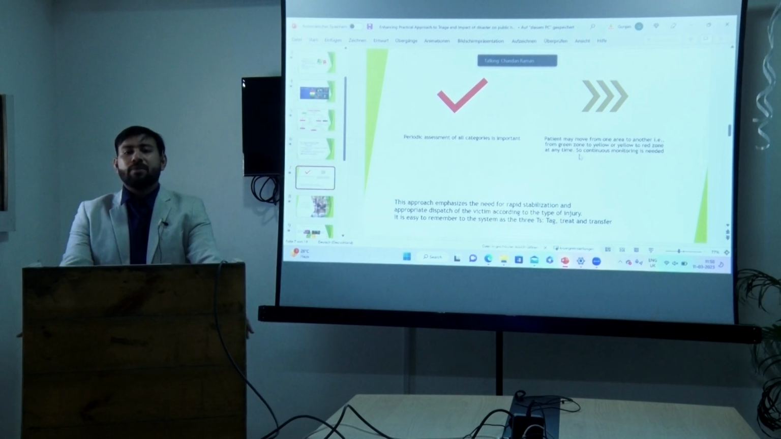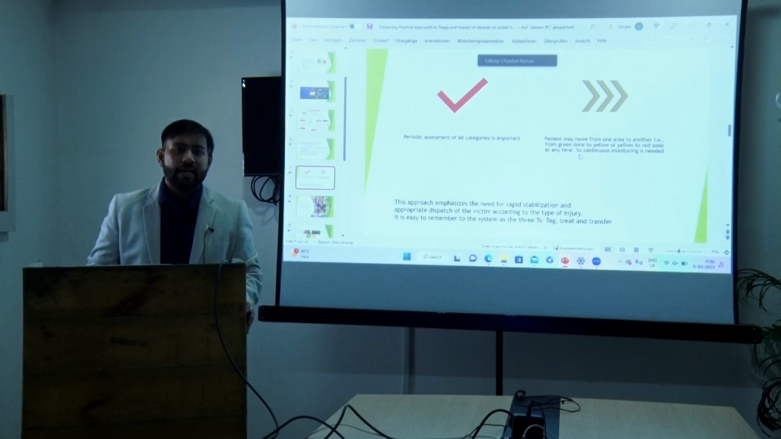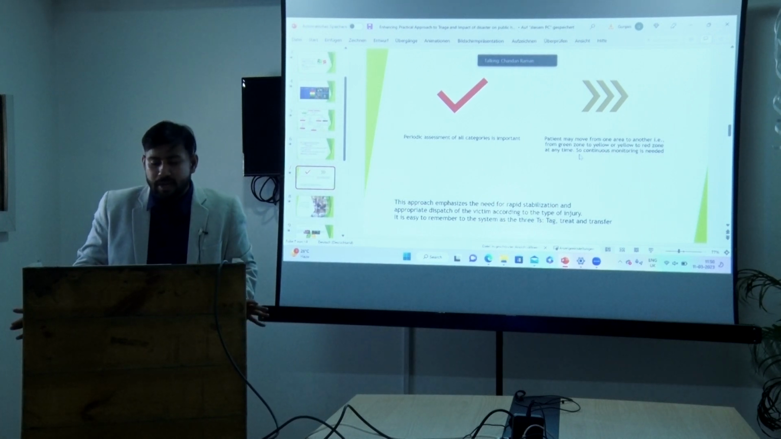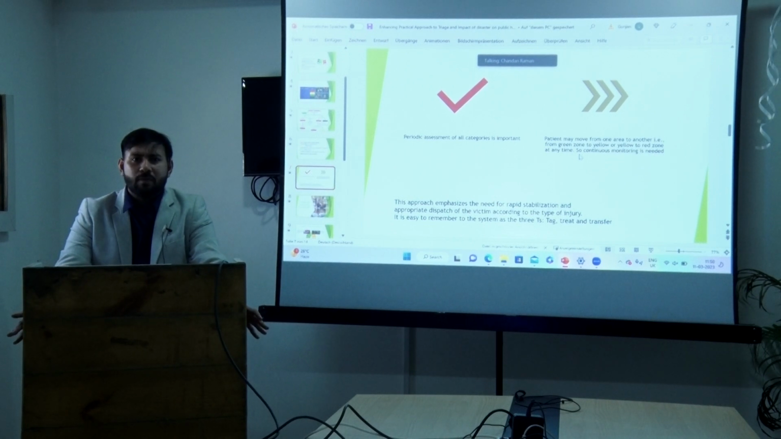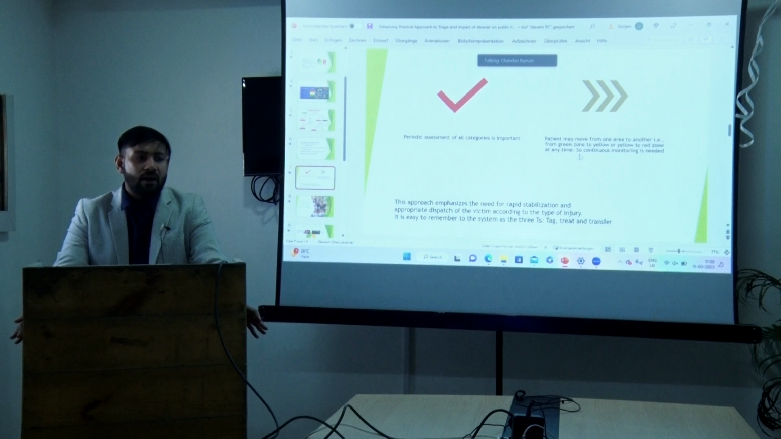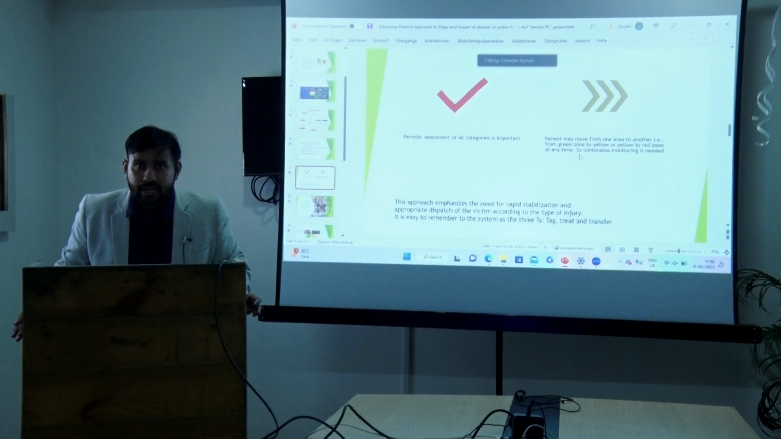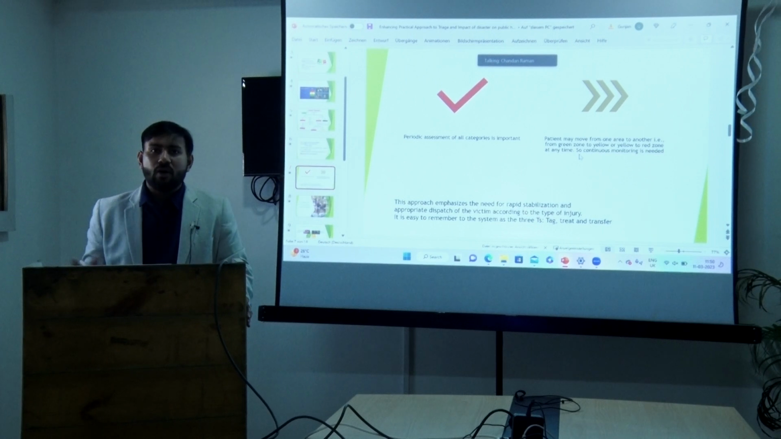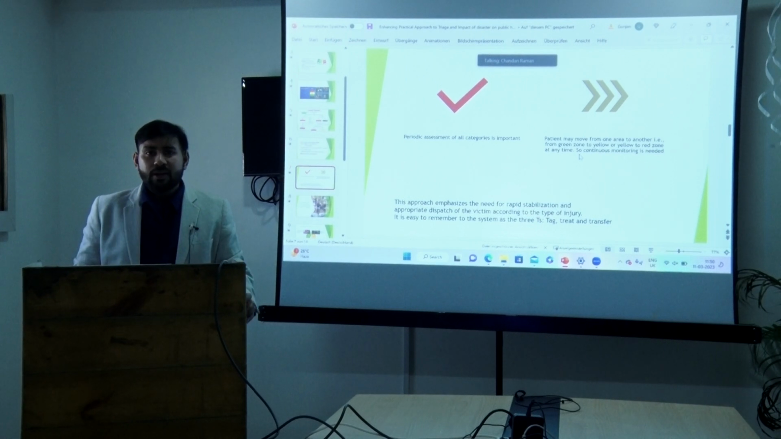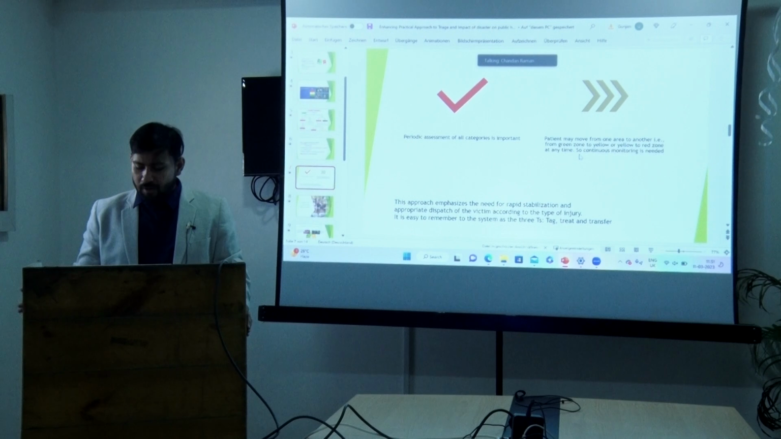So it is easy to remember, like for that ease we have made a 3T system: tag first. The casualties are there, the patient comes first, we have to tag the patient, then according to our tag, like we have given the red color, yellow color, black color, we treat the patient according to that, and then we transfer the patient to the nearest available facilities.